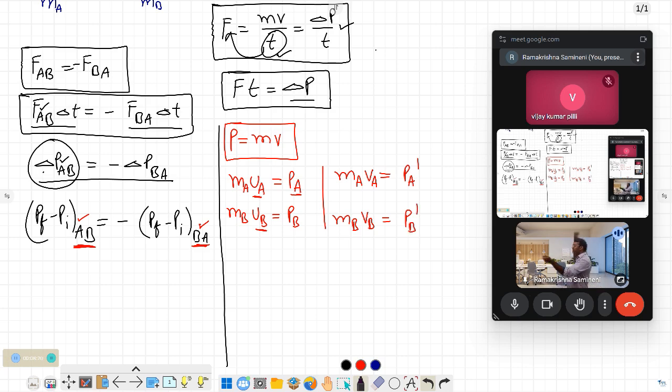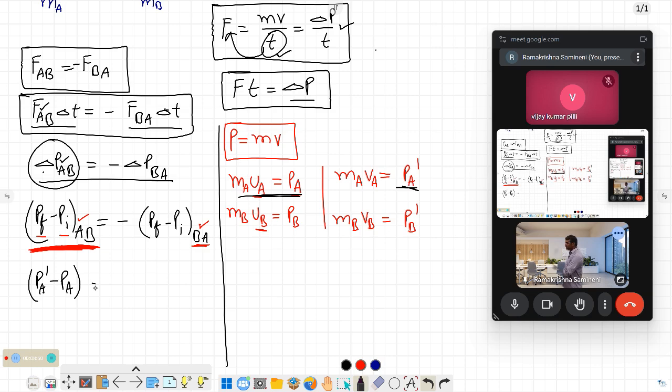Now apply these conditions in this equation. This is the equation for change in momentum of which body? A body: A body's final momentum minus A body's initial momentum. A body's final momentum is PA dash, minus A body's initial momentum, that is PA.